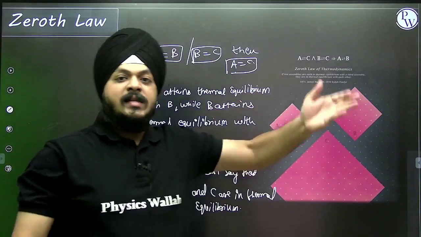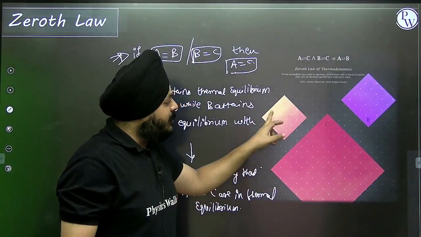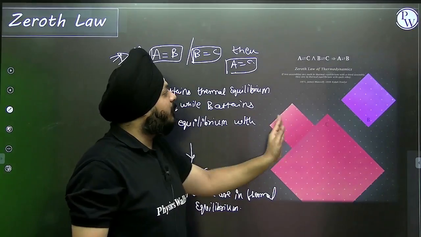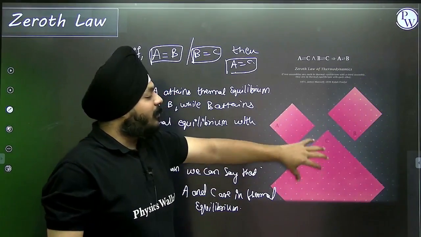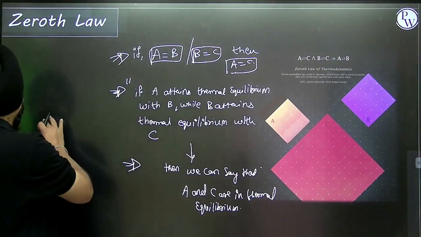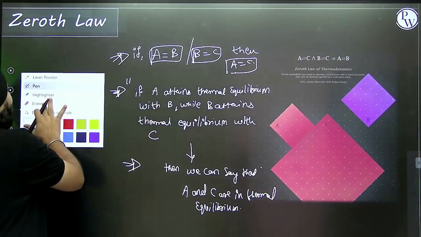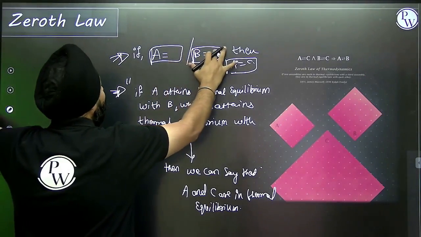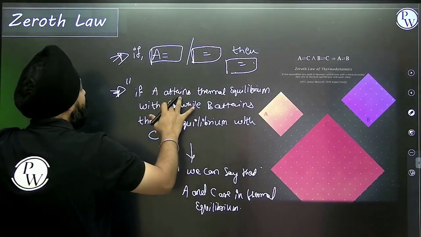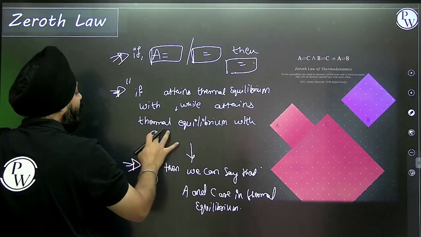Simple. Mathematically, A is equal to B, B is equal to C, so A is equal to C. In this visualization, you can see A is in thermal equilibrium with C, and C is kept as the intermediate element. According to the visualization, we can change this, and we'll be able to understand it very well.